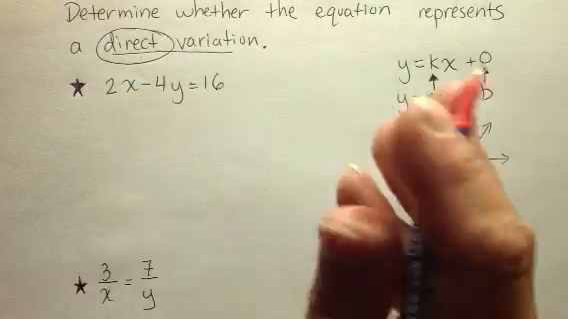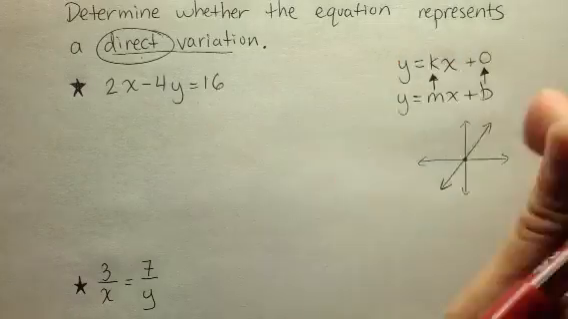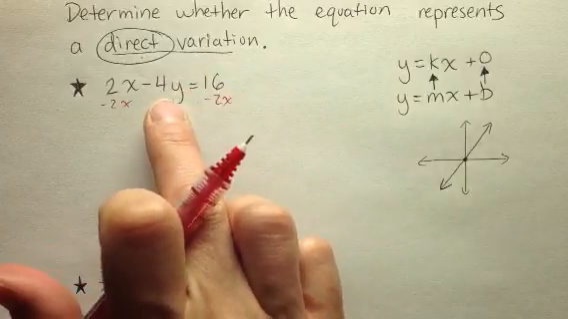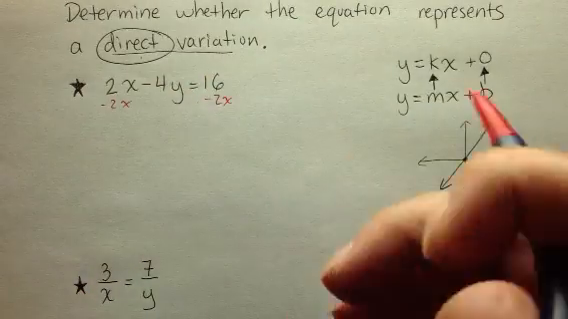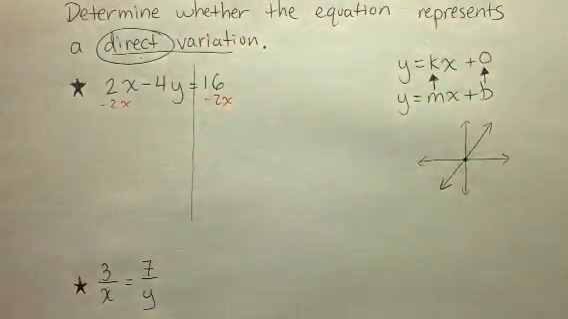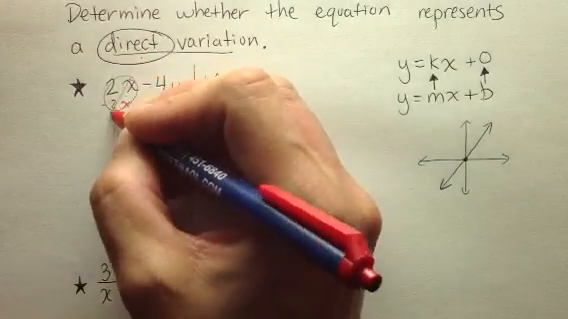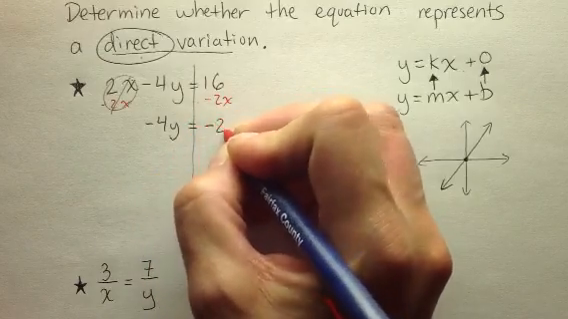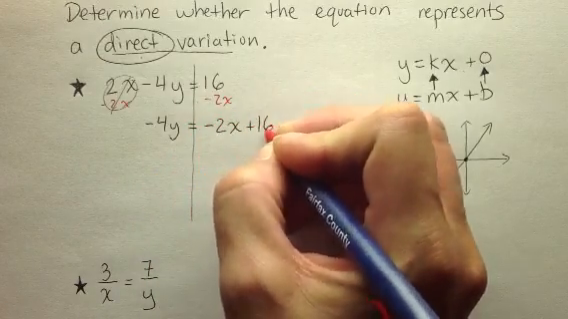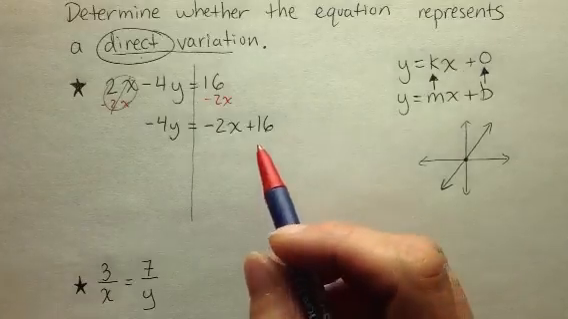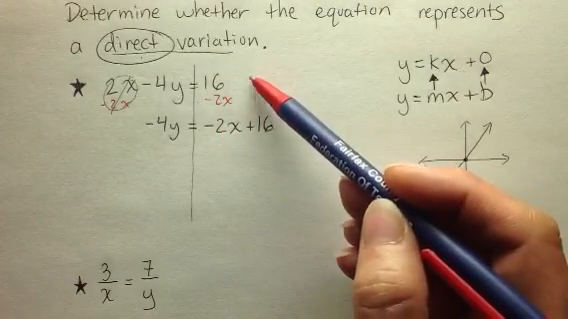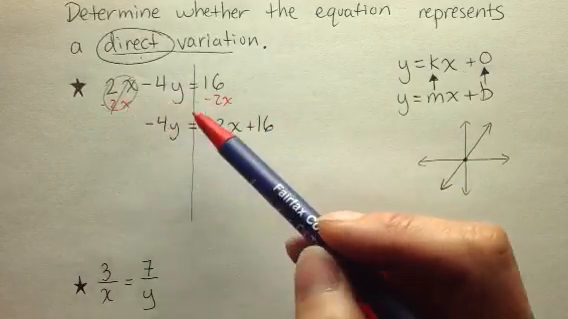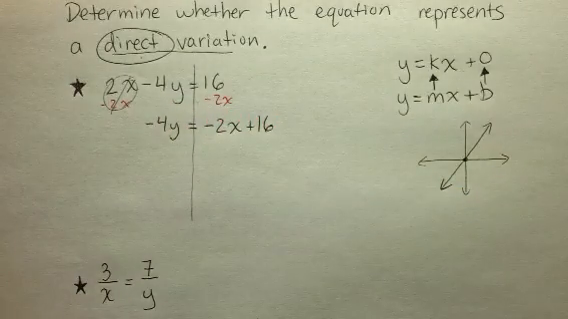So the first thing I'm going to do here, let me grab my other color, is subtract 2x from both sides. I'm trying to get my y alone. And when I say both sides, of course I mean both sides of the equation. So here these cancel out, they make 0. I'm left with negative 4y equals, I'm going to write my x term first, negative 2x plus 16. The property I used in this step was that I subtracted from both sides, so it's the subtraction property of equality.